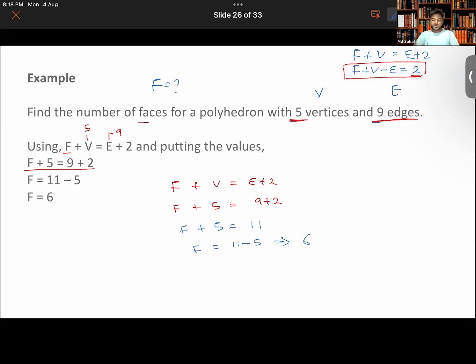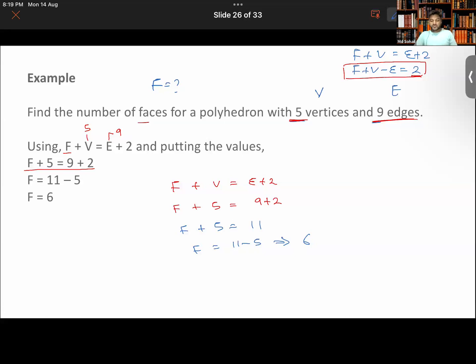So if the figure has got 6 faces, what polyhedron is it? Is it a cube, cuboid, triangular prism, square pyramid, or triangular pyramid? Which polyhedrons have got 6 faces?